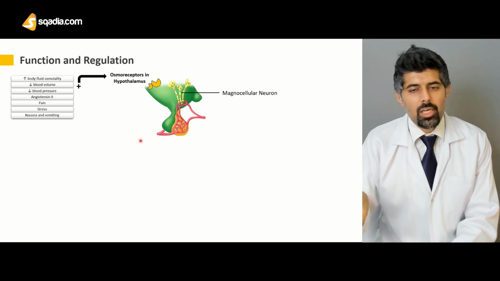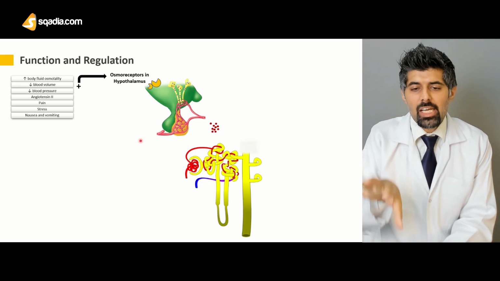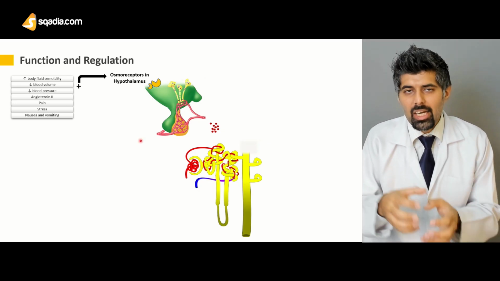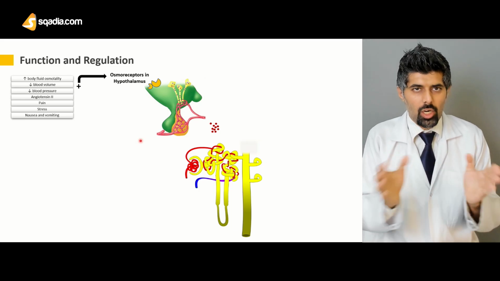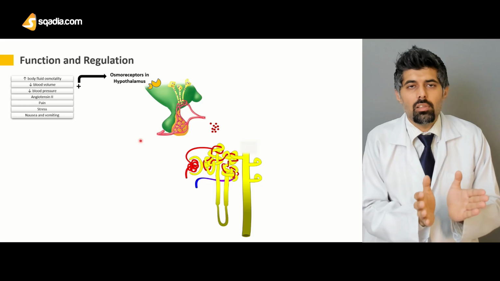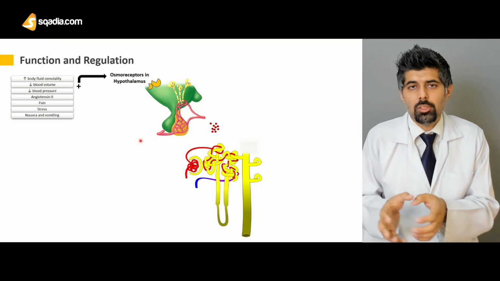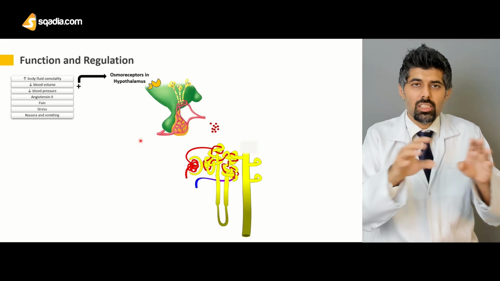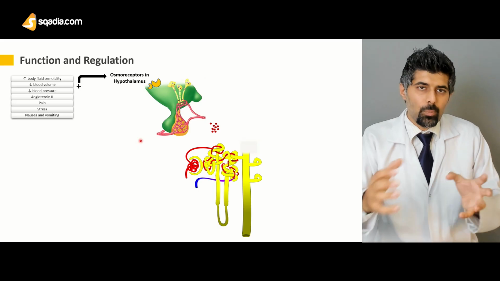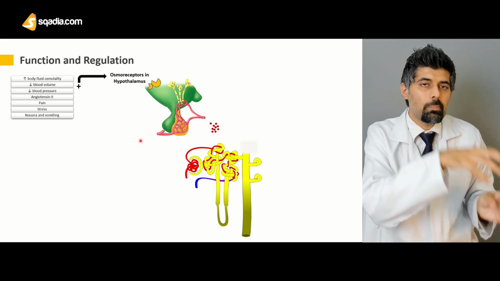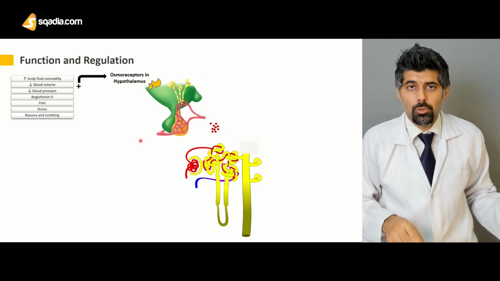Now, these magnocellular neurons are releasing the ADH. Once the ADH is released, it acts on the kidney. In the kidney's tissue, there are two kinds of distinct variation. One is termed the medulla, while one is termed the cortex. Cortex is the outer, while medulla is the inner tissue layer. They both empty into the pelvis of the kidney, and that pelvis empties into the ureter.